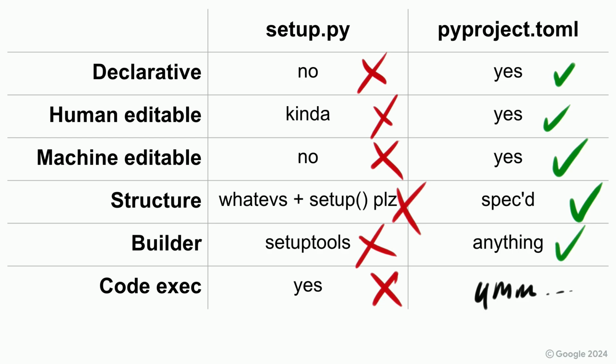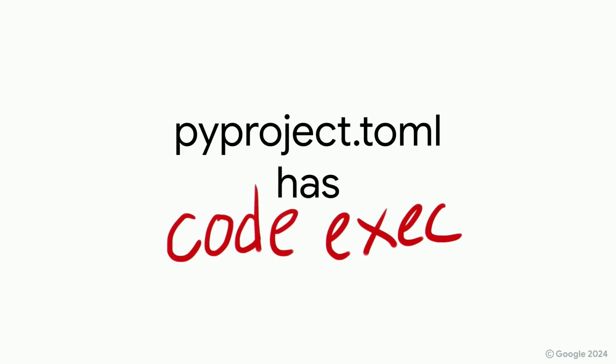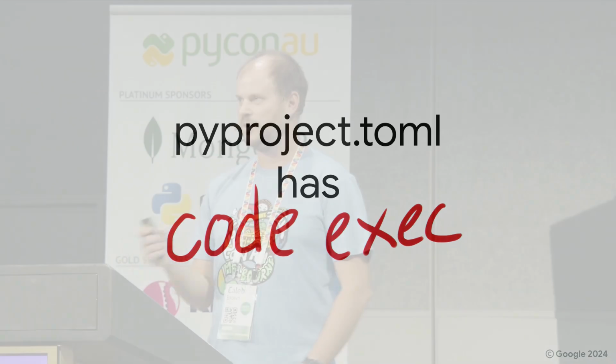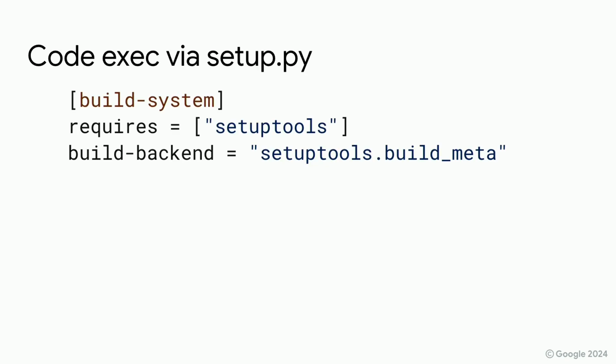let's talk about this. This is the fourth section of my talk, hacks. I'm sorry to say, but pyproject.toml also has code exec. Can't avoid it. So to show you how to do this, let's go through my tier list of malicious code exec in pyproject.toml. It's time to think like a hacker. Please don't get any ideas and publish bad things to PyPI. So let's start at the bottom in the C tier. We're going to use a pyproject.toml backend of setuptools.